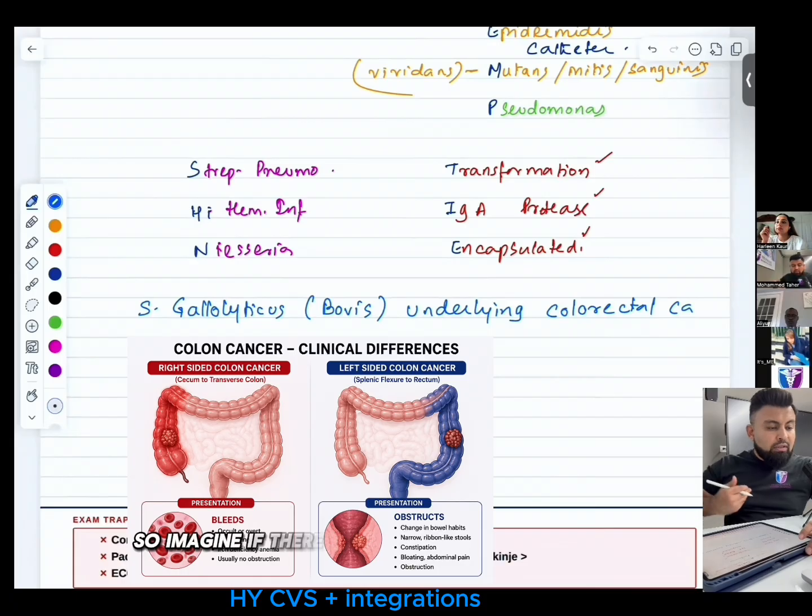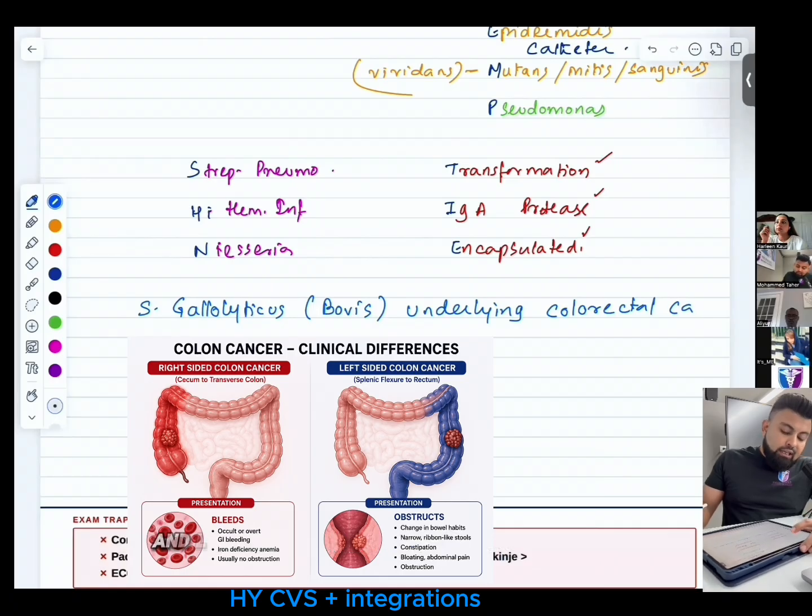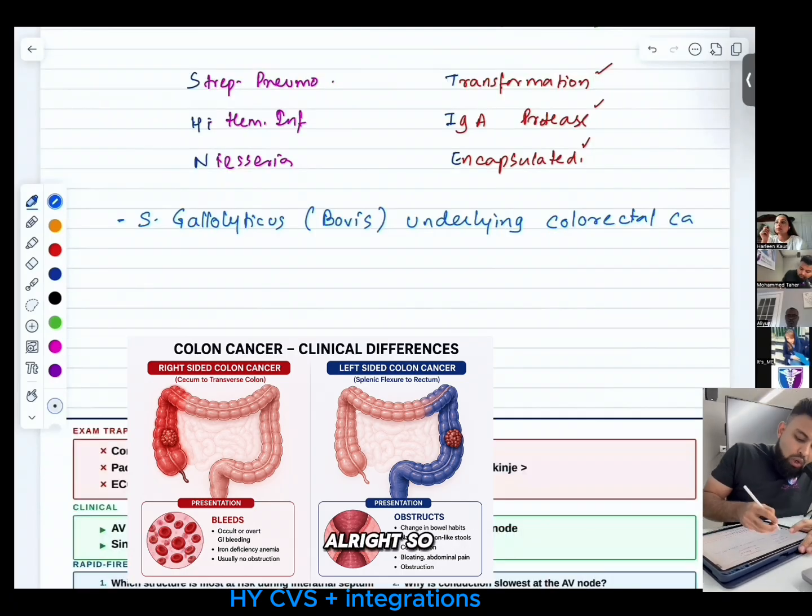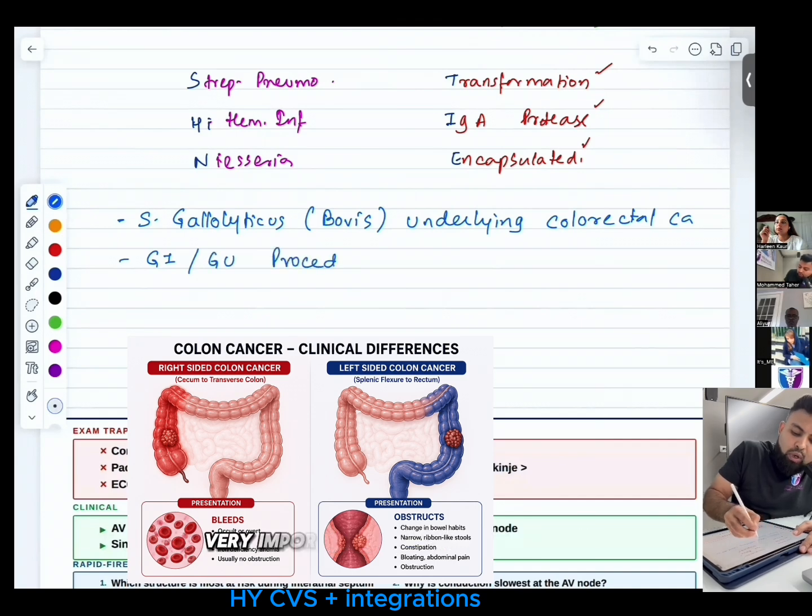So imagine if there is a right-sided colon cancer, ascending colon, most commonly associated with bleeding, and that can increase the risk of fatigue and tiredness. And left-sided causes obstruction symptoms. Now imagine somebody going for any sort of GI and GU procedures. This is another very important thing to remember.